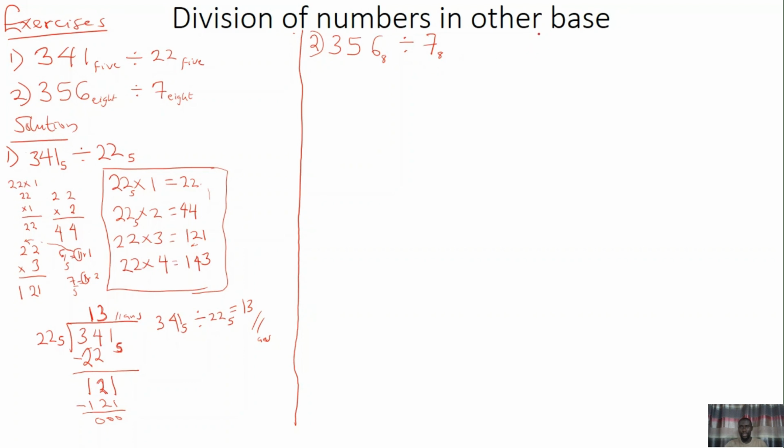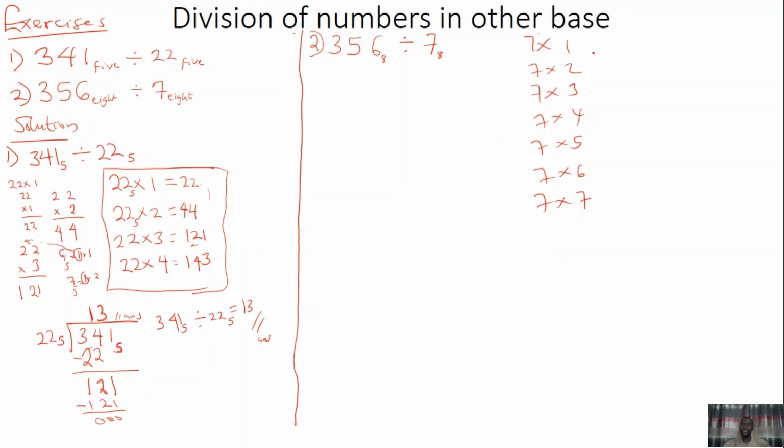So let's do it. 7 times 1, 7 times 2, 7 times 3, 7 times 4, 7 times 5, 7 times 6, 7 times 7. And we're going to stop at 7 times 7 because we have to stop just one short of the base in which we are working.